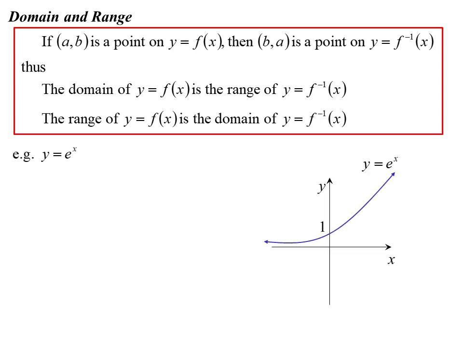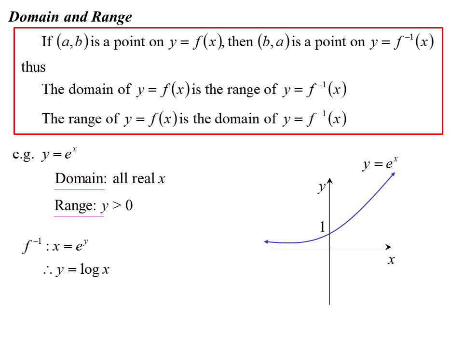Alright, let's look at some examples. We'll start with a function we've seen before, our exponential function. There's our e to the power of x. Its domain is all real x, and its range is y is greater than 0. Now, its inverse, so swap the x and the y's around, make y the subject, we get the log function. Or in this case, it would be the natural log. And we've seen that one before.